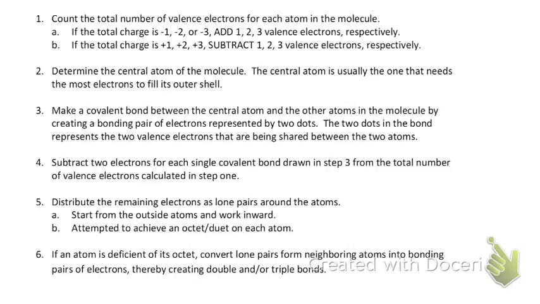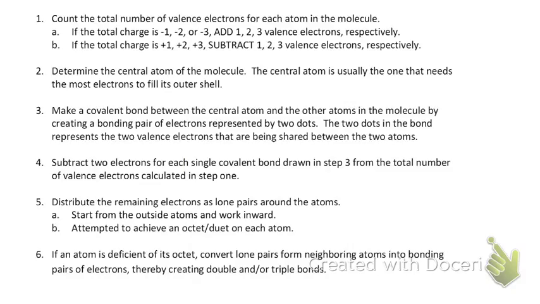Rule number 3 is you're going to make a covalent bond between the central atom and the other atoms in the molecule by creating a bonding pair of electrons represented by the two dots. So this is where you're going to start making covalent bonds, and you're going to use two dots between the atoms on the outside and the central atom to make those covalent bonds. Now, rule number 4 is what you're going to do is take and subtract 2 electrons from each single covalent bond drawn in step 3 from the total number of valence electrons calculated in step 1.